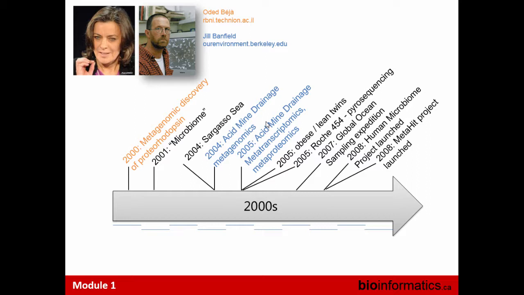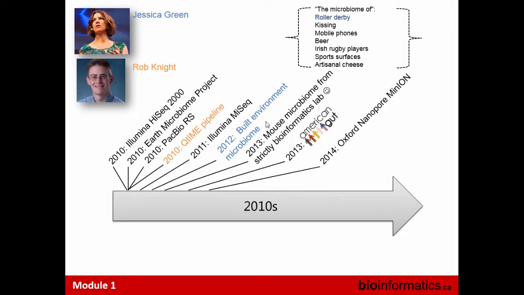Obesity and twins starting to get into the human microbiome studies. 454 pyrosequencing sampling. And then the two major human microbiome projects that were launched in 2008, the American HMP, and then the European MetaHIT project. Okay, we're reaching the end.